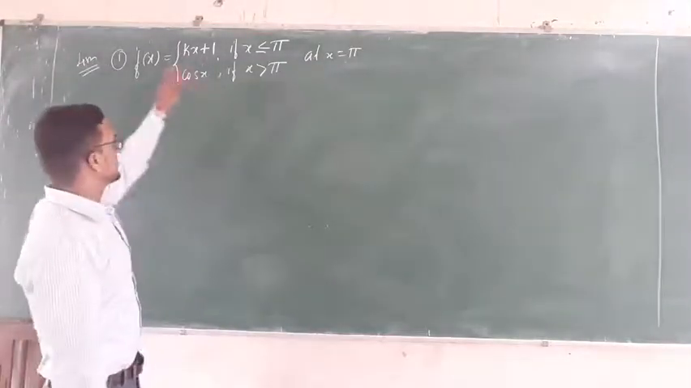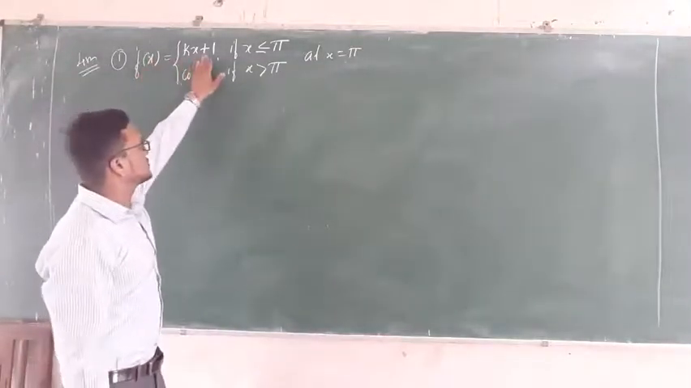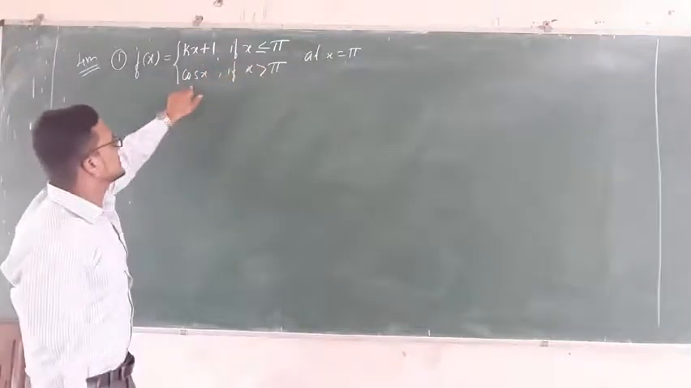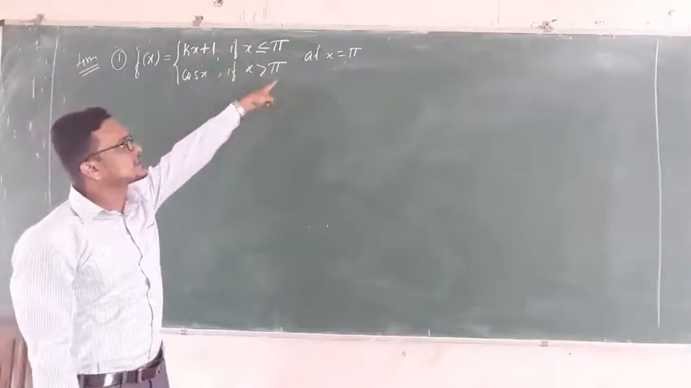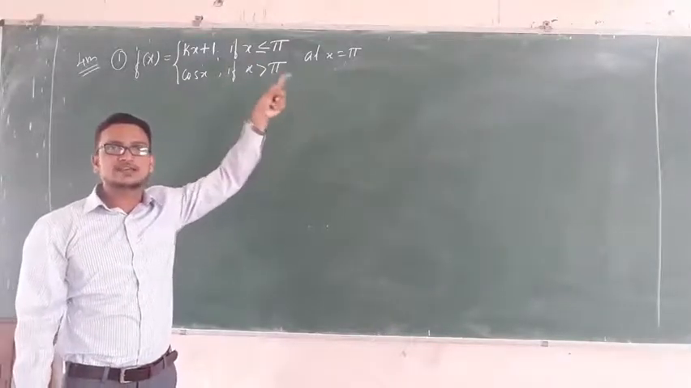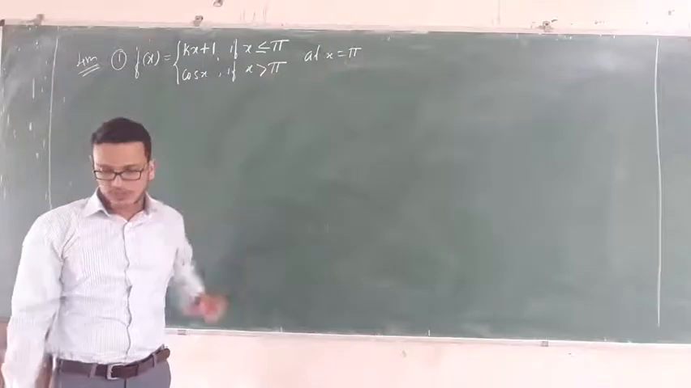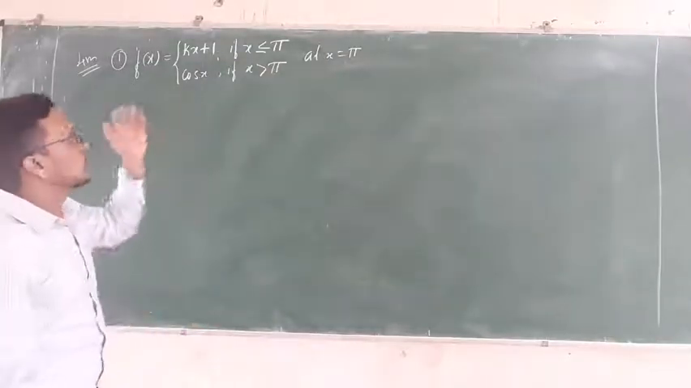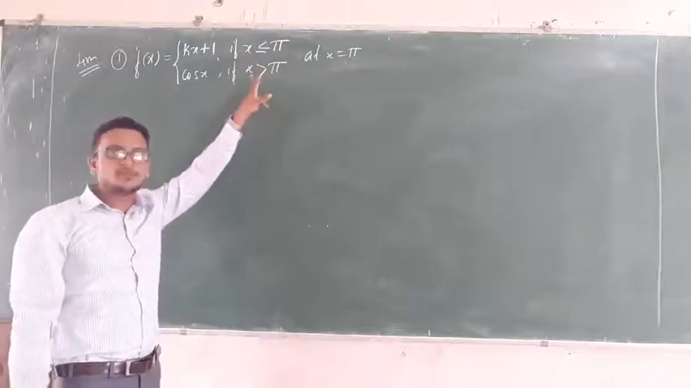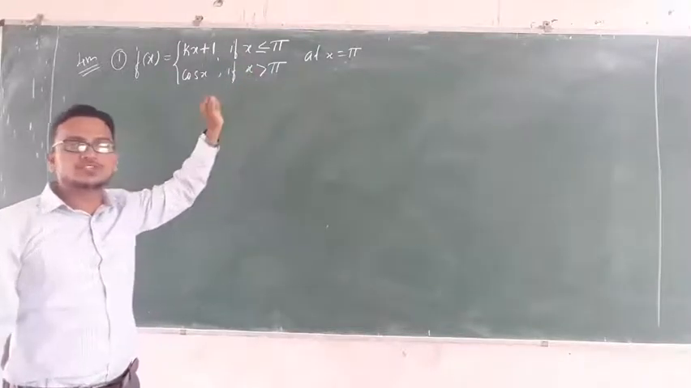Okay, so the next function is what? f of x is equal to kx plus 1 if x is less than or equal to pi, cos x if x is greater than pi, and is continuous at x is equal to pi. This function is continuous at x is equal to pi. Then you have to find out the value of k. If you observe the function, in this I am having less than and greater than. Therefore, you have to use which definition now?